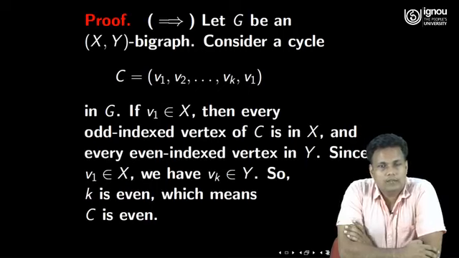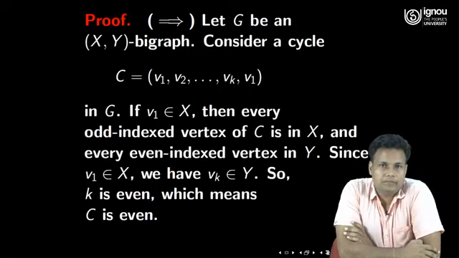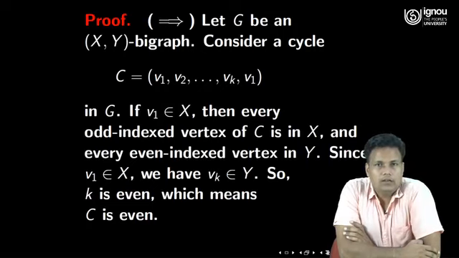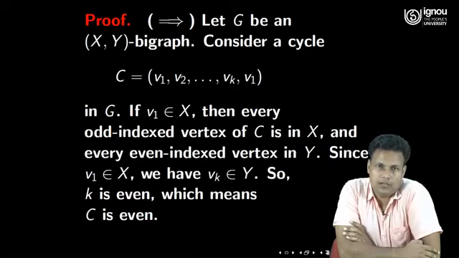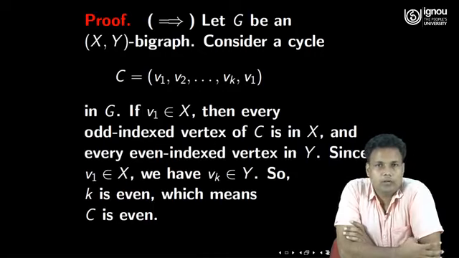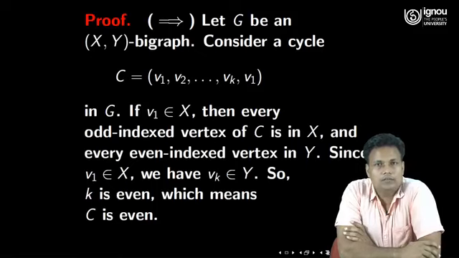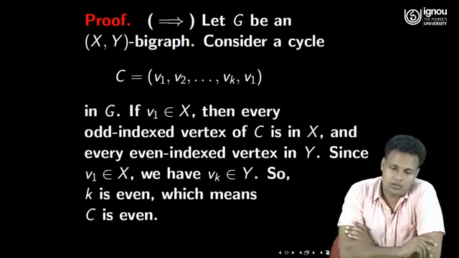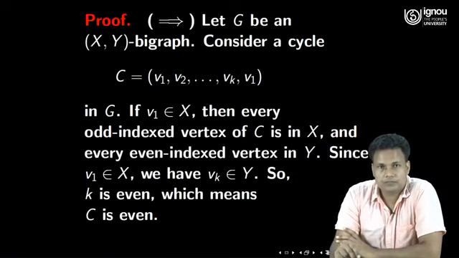So K must be even, and this means that the length of C is even, that is, C is an even cycle. So we have proved that a bipartite graph has all cycles of even length, or a bipartite graph has no cycle of odd length. Now we shall prove the converse.